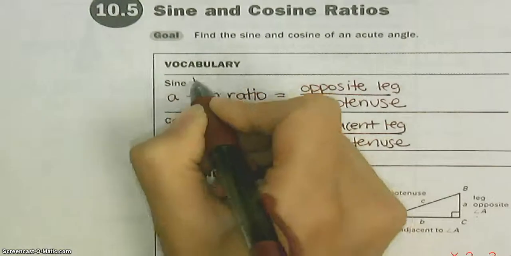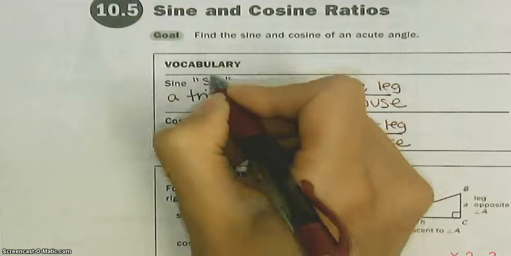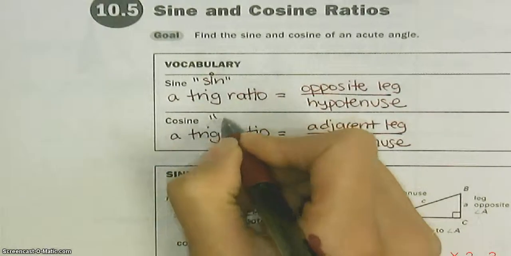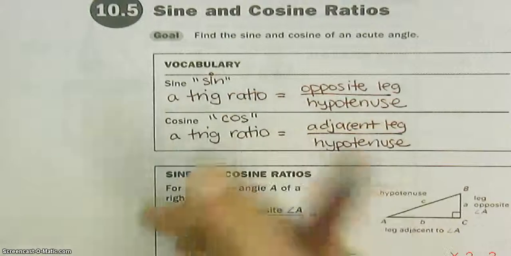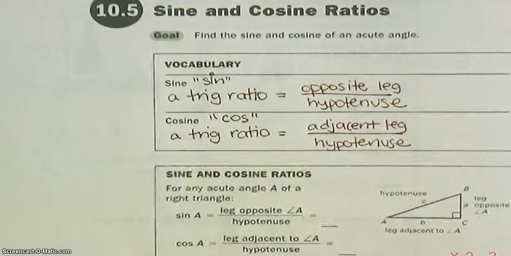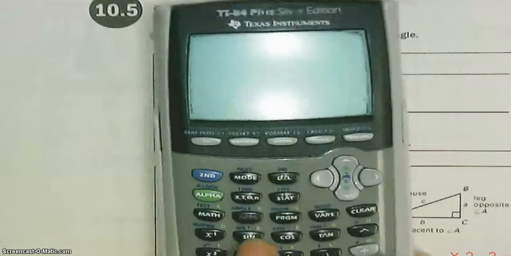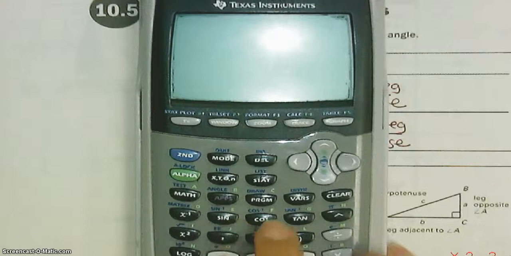The abbreviations: this abbreviates to sine, like this. It looks like sin, but we always say sine. We never say sin. And this abbreviates to cosine like this. We don't ever say cos, we always say cosine. And those are on your calculator right next to tangent. So now you can pick any ratio you might need. So here's sine, cosine, and tangent.